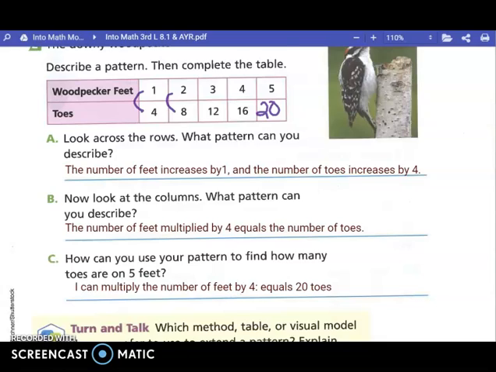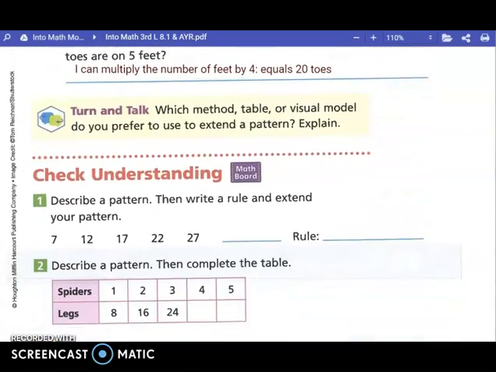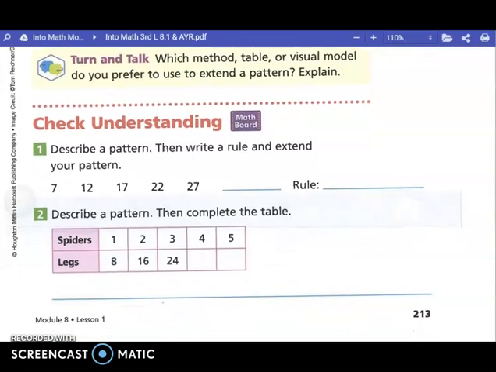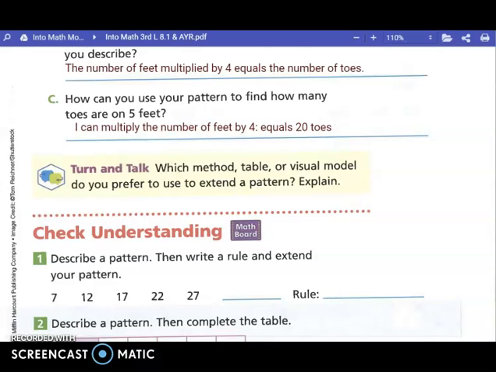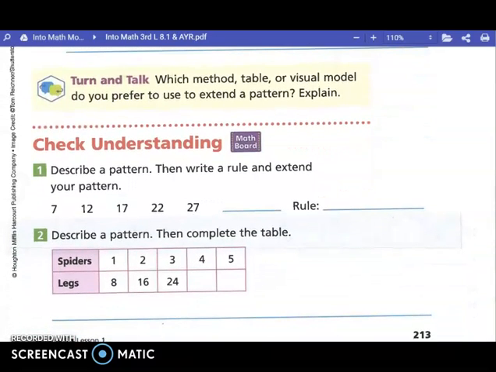Okay, once you have that down at home, please go down and do the check your understanding and then come back to the video and I'll have this filled in for you. Okay, this was a little tough. So first we had to figure out our pattern and we had to think, well, 7 plus what equals 12? And we decided that was 5. And then 12 plus 5 is 17. So our rule was add 5. And 20 plus 5 is 32.